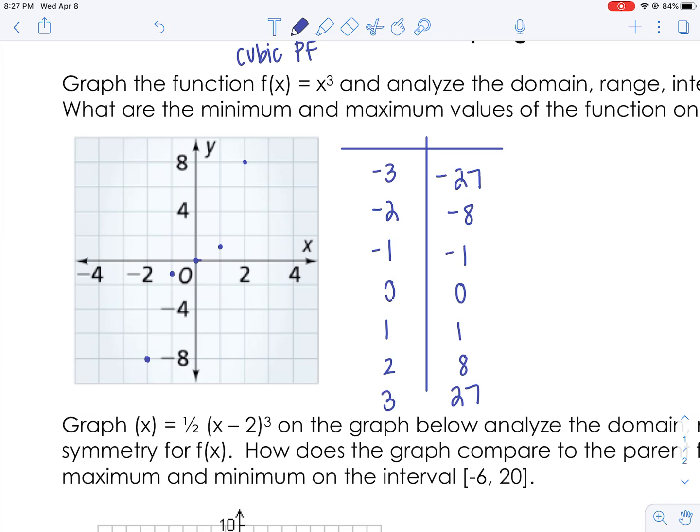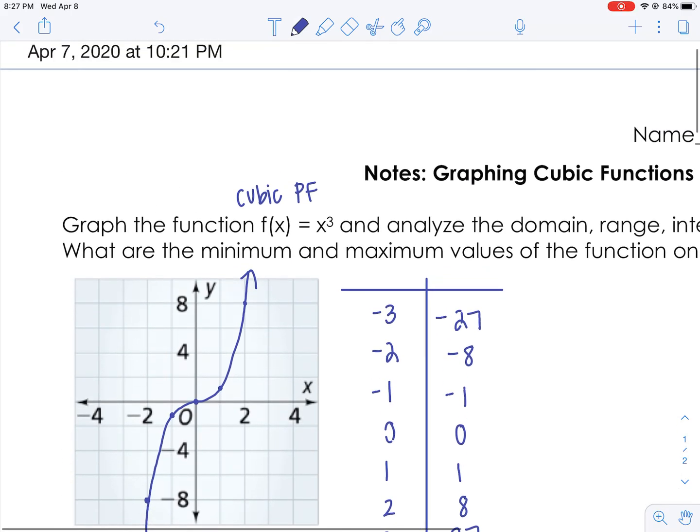Some people kind of compare it to a parabola, and then this other end is like a turned parabola, so it kind of makes that shape. So cubic, it goes pretty much up, down, up. It does this shape right there.